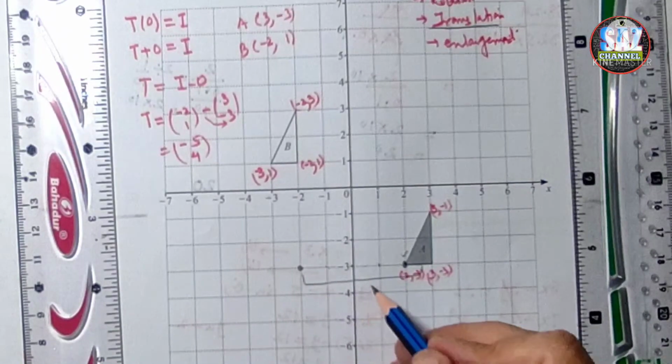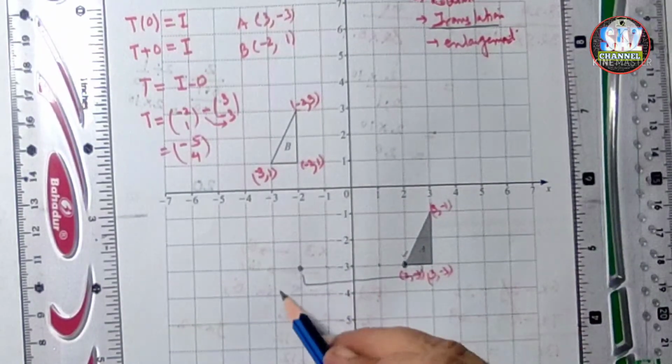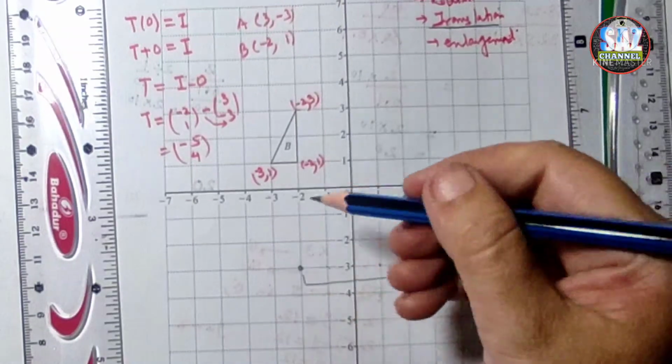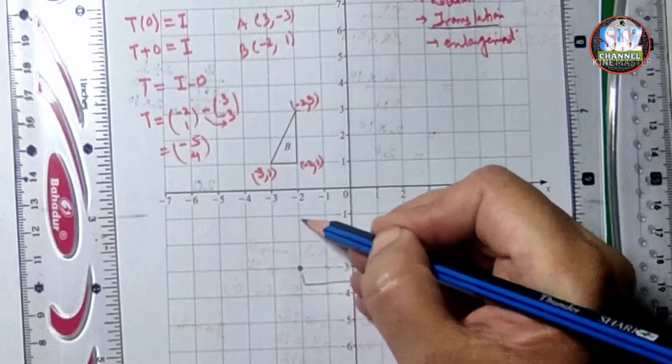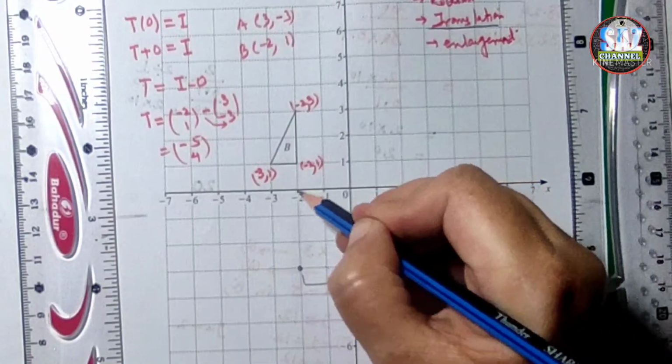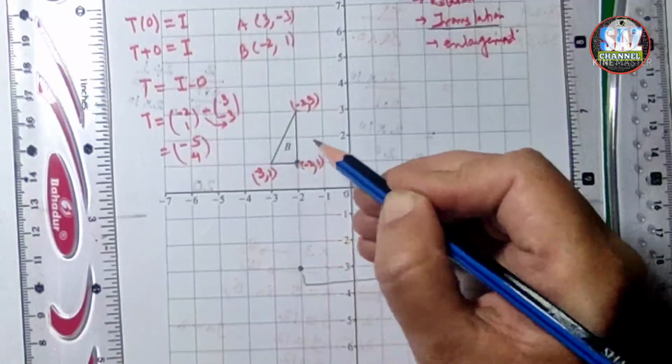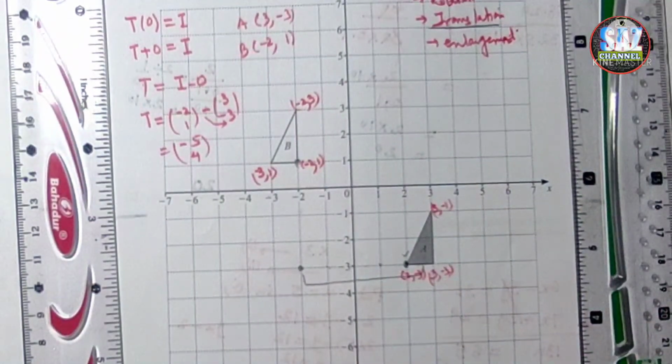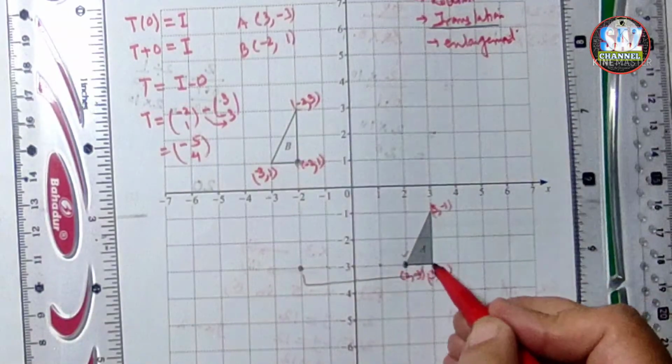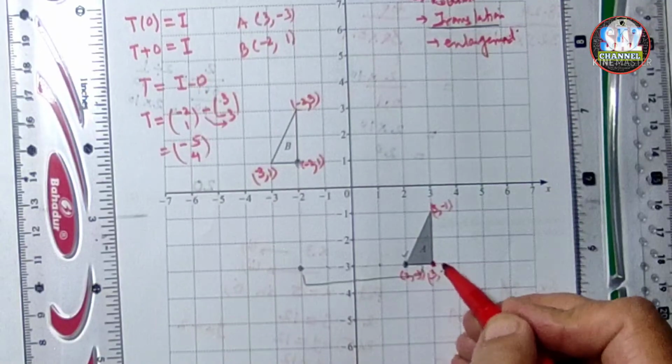5 blocks here on the negative side. 5 blocks towards the negative side, and now how many units up? 1, 2, 3, and 4 units up. 4 units up. This is another way, students. You can see that I'm doing it graphically as well for you, that we are working on this vertex in the beginning.